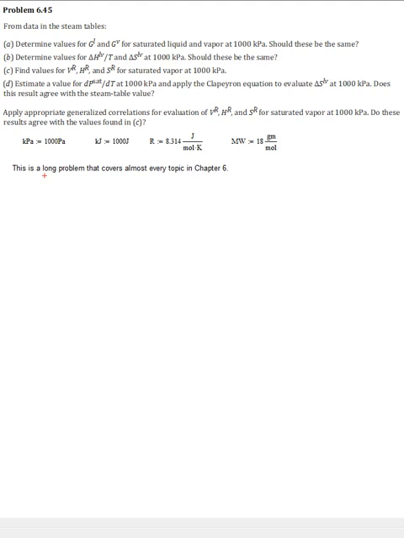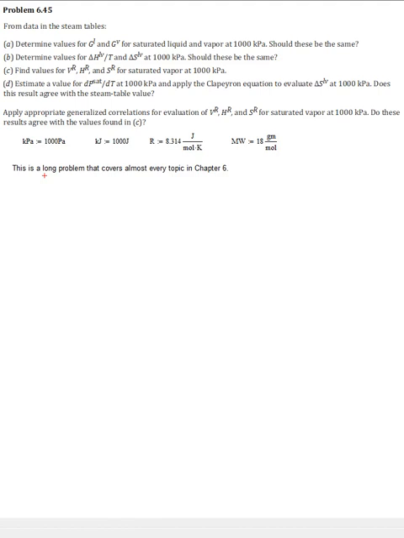In this problem, the first part of the question says, from data in the steam table, so we're working with water, determine the values for GL and GV, the Gibbs energy of the liquid and vapor phase for saturated liquid and vapor at 1000 kilopascals. Should these be the same? Then they want us to calculate delta H of vaporization over temperature and delta S of vaporization at temperature. Then they want us to do residual value calculations, and then calculations with the Clapeyron equation.